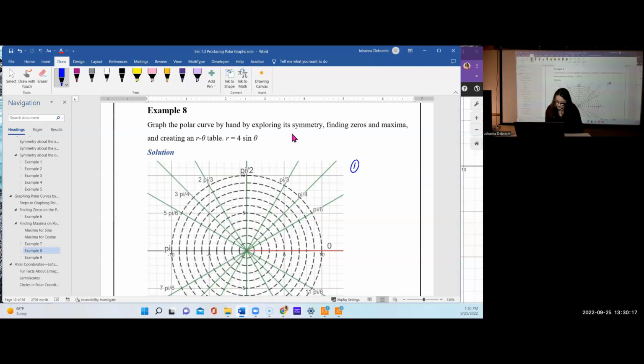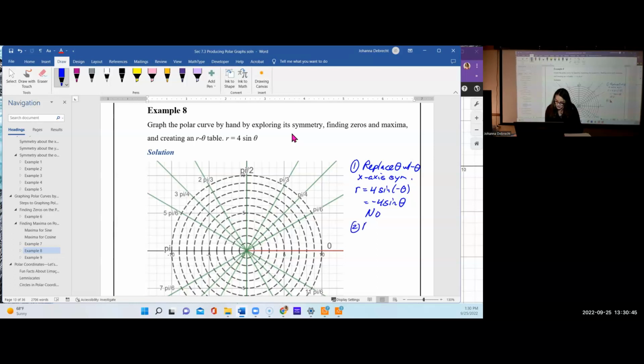Remember, we have 3 different types of symmetry. So we're going to replace theta with negative theta, and that gives us x-axis symmetry. And we know that in this case, that's not going to work because this would give me 4 sine of negative theta becomes -4 sine of theta. That's not the original equation, so no, we do not have x-axis symmetry.